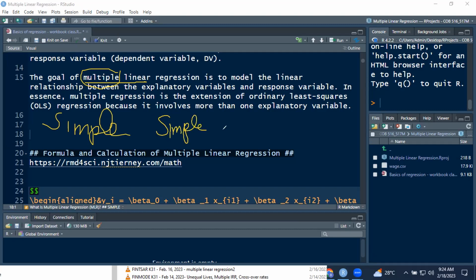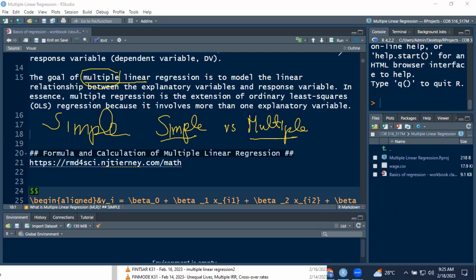Simple versus multiple. What's the difference between them? When we're using a simple linear regression, we have only one independent variable that we're using to explain a dependent variable. However, when we have multiple linear regression, we have more than one independent variable that we're using in order to describe our variable of interest, our dependent variable. So that's the difference between them.